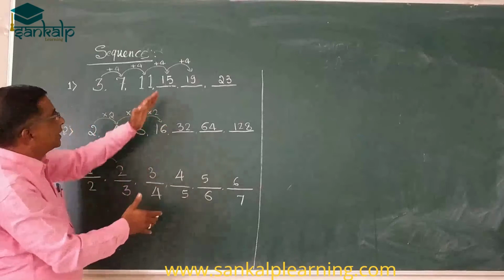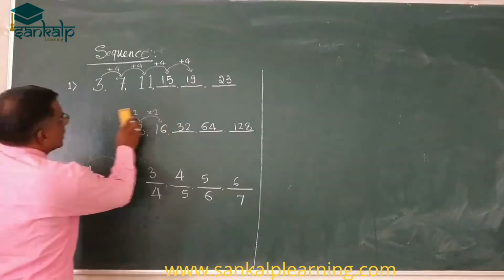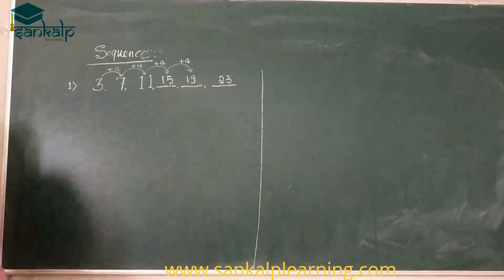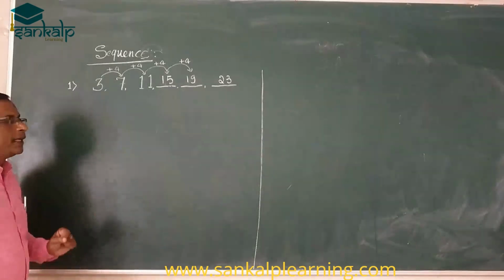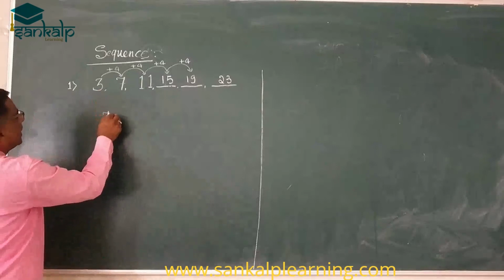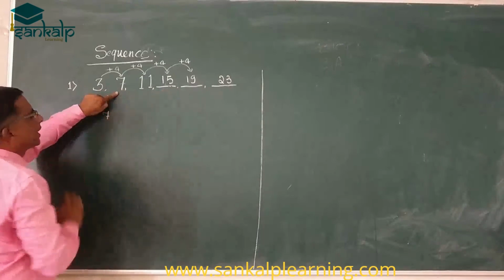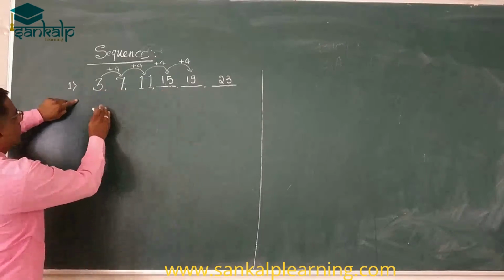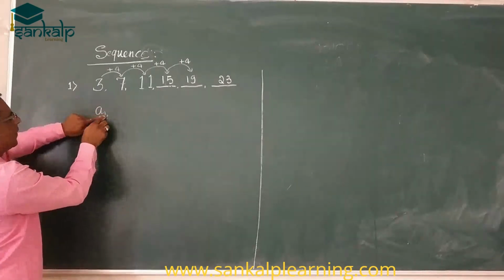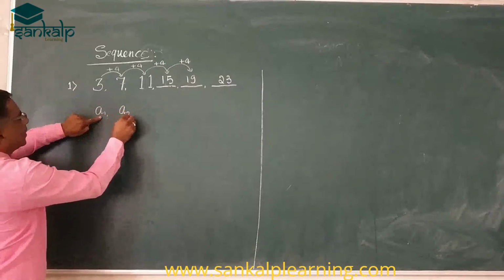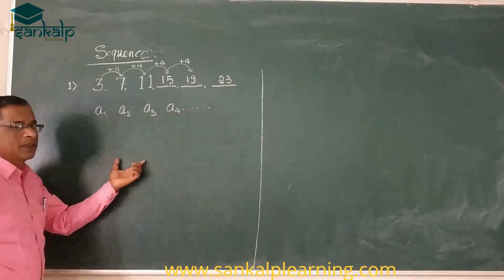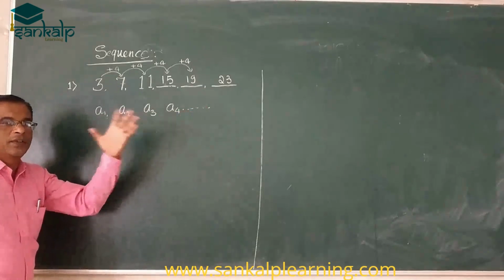Among these, let us take the first example. In the first example you can observe that it is a list of numbers which is following a definite rule. These are called terms of the sequence, and we denote the first term by A1. 1 stands for first term. Second term A2, third term A3, A4, etc. The terms of the sequence we denote by A1, A2, A3, A4, etc.